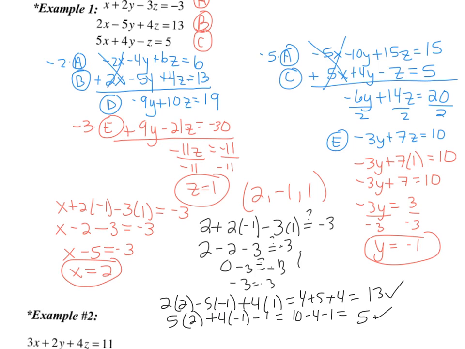Then I solve for z. I take z, I plug it in to one of my two equations, either D or E, that only have y and z in them. Solve for y, and then take y and z, plug it into one of the original 3 equations to solve for x. Then write your answer as an ordered triple, x, y, z.